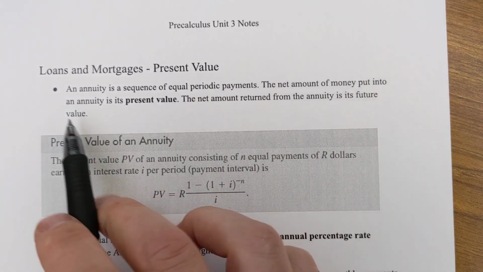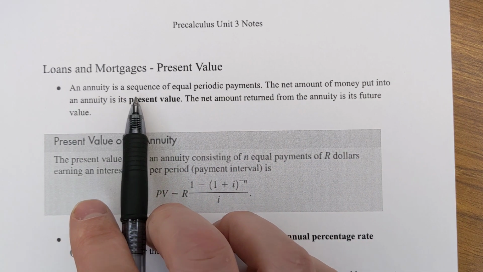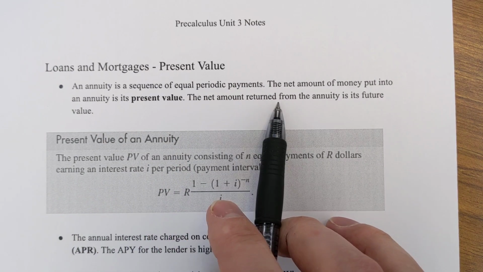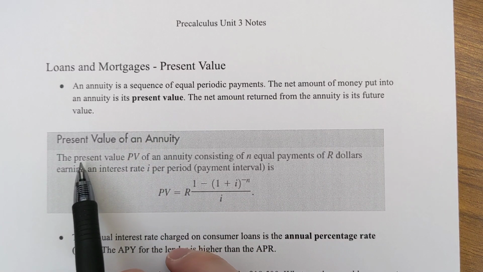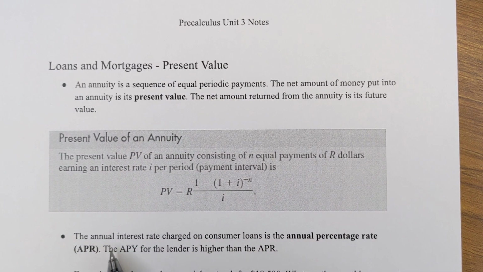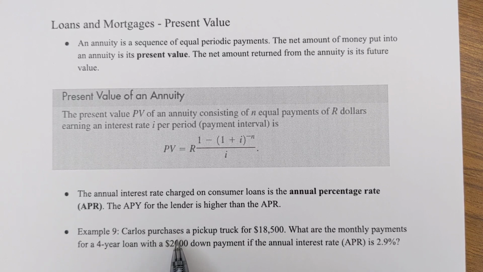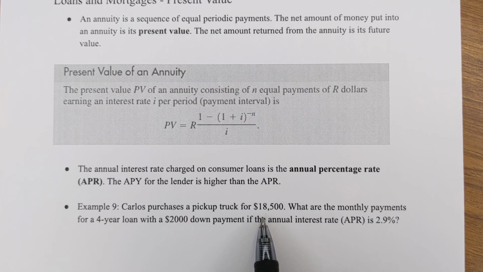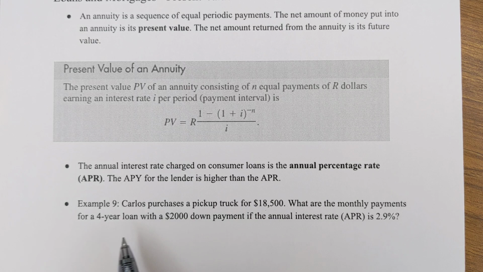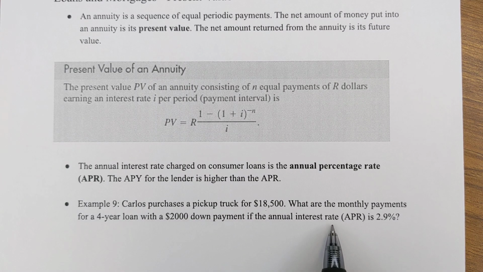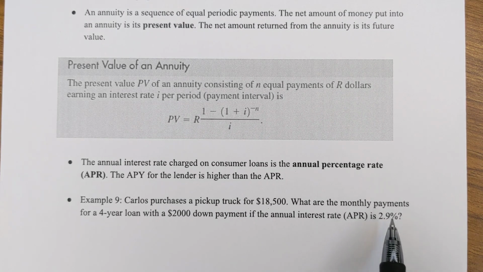Okay, the reverse of this is a loan and a mortgage. An annuity is a sequence of equal periodic payments. The net amount of money put into an annuity is its present value. The net amount returned is its future value. The annual interest rate charged on consumer loans is the annual percentage rate. The APY for the lender is higher than the APR. So Carlos buys a pickup truck for $18,500. What are the monthly payments for a 4-year loan with a $2,000 down payment if the annual interest rate is 2.9%?